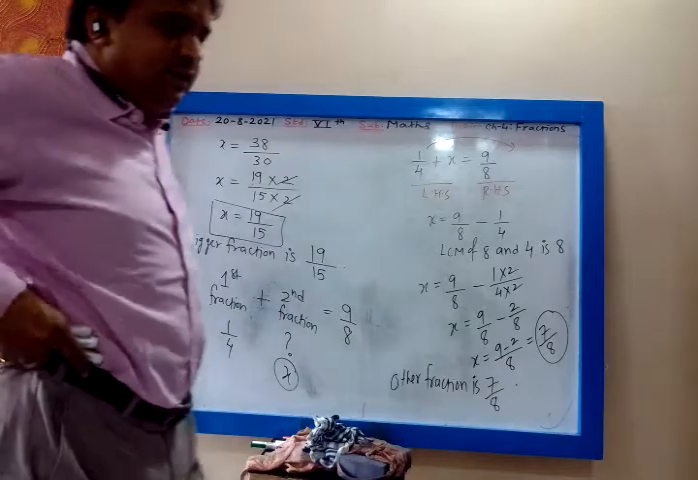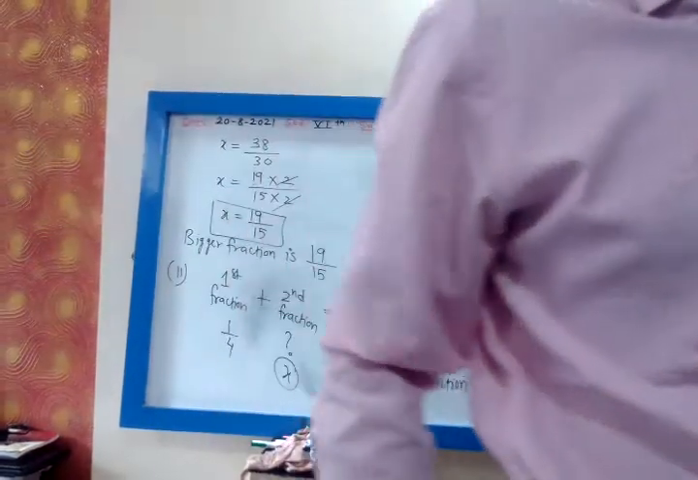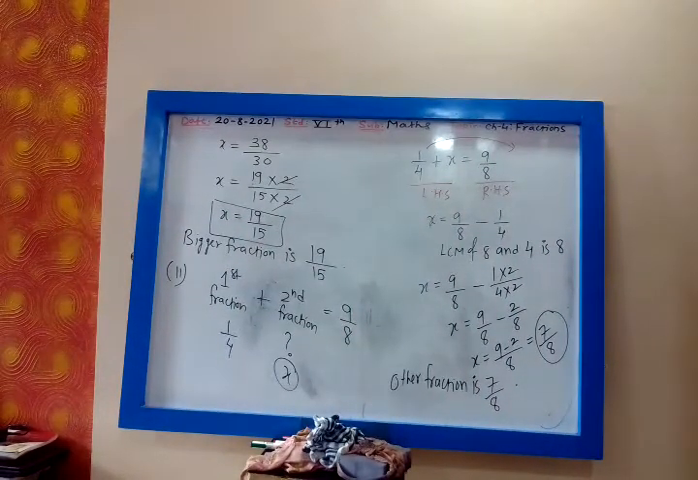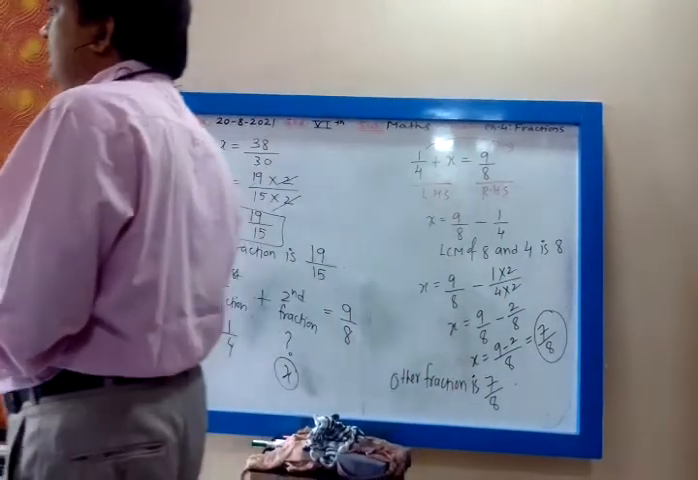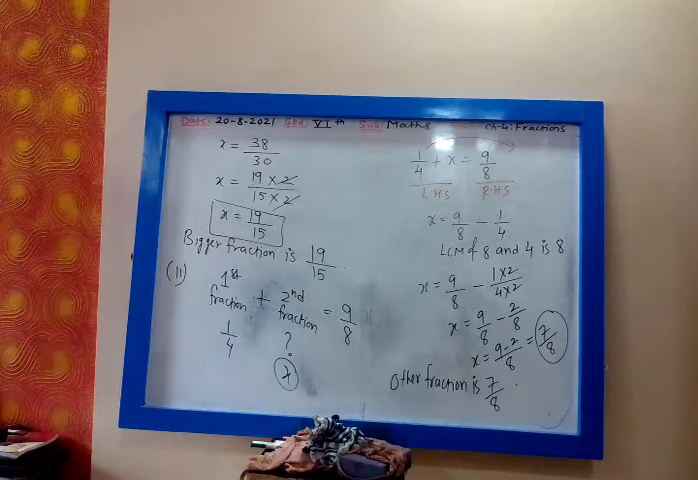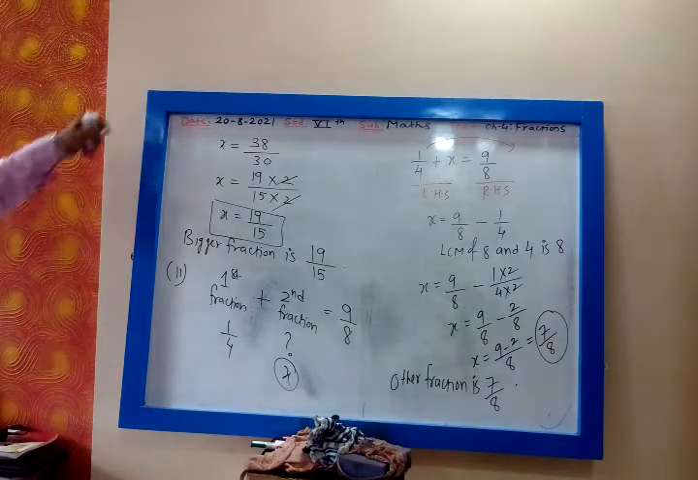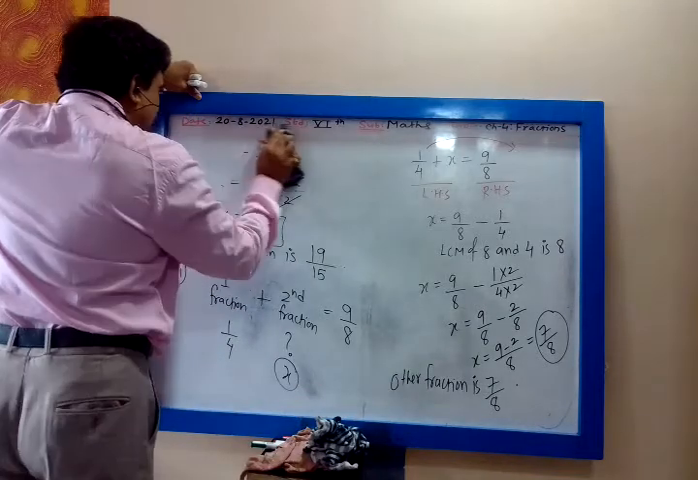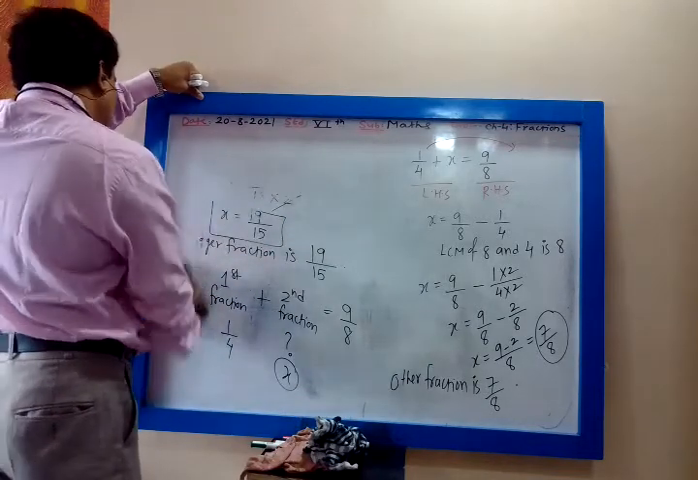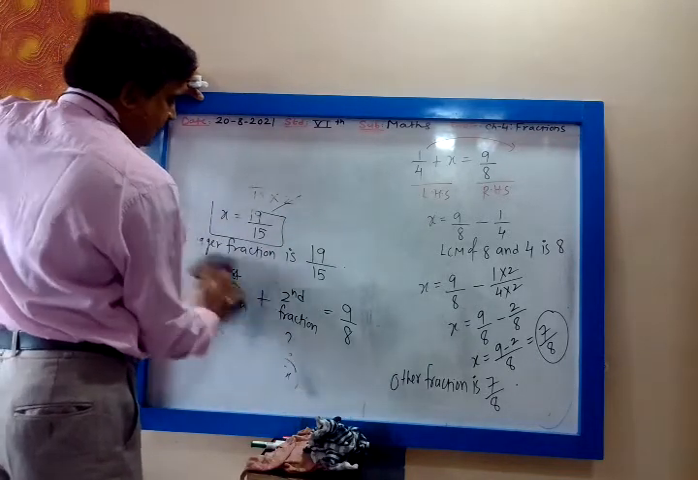Nicely understood. So you remember: difference means minus, sum means plus, product means multiplication, quotient means division. This whole terminology you remember. That's all.